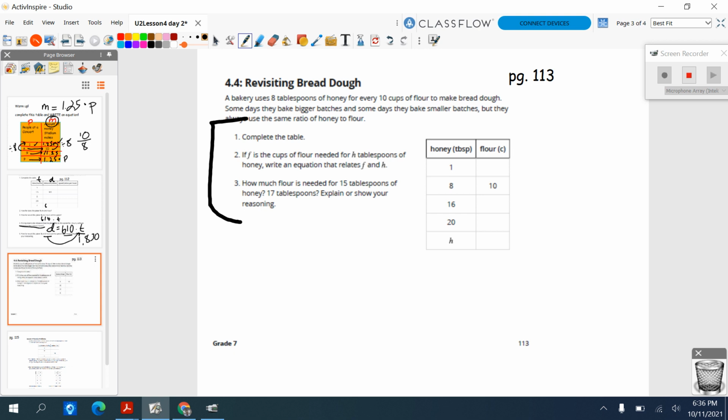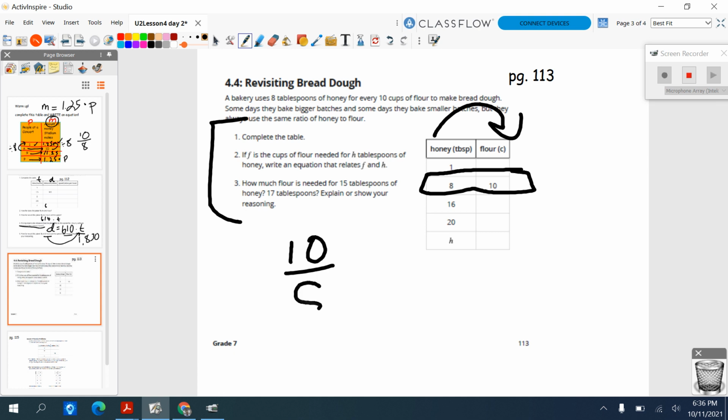So in order to find out what you're multiplying honey by to get to flour, I took this information I had. I do know that when there's 8 teaspoons of honey, I use 10 cups of flour. So to figure out what I'm multiplying by, I'm going to do 10 divided by 8. You don't always do the bigger number by the smaller number, but you want to take the number on the right and divide it by the number on the left. But in this case, it is bigger divided by smaller, and you get 1.25. That means you're multiplying the honey by 1.25.